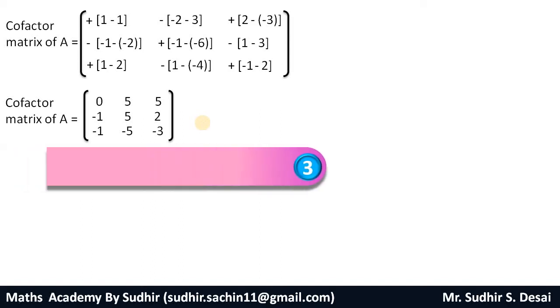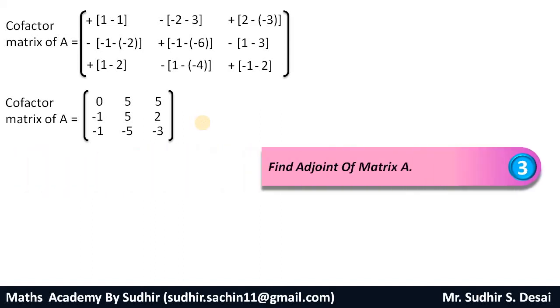Now what is the step number 3 for finding the inverse of the matrix? Is to find adjoint of that matrix A. So memorize the formula for finding adjoint of any matrix A. It is the cofactor matrix of A, its transpose. So let's take the transpose of this cofactor matrix of A to find adjoint of A.